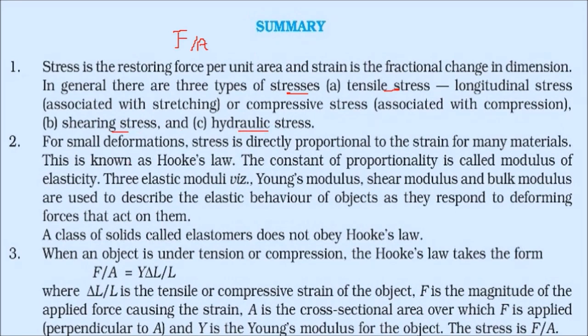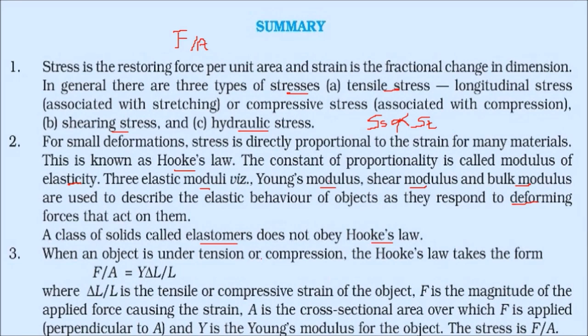For very small deformations, the stress is directly proportional to the strain of many materials. This is known as Hooke's law. The constant of proportionality is the modulus of elasticity. So we have three elastic moduli: Young modulus, shear modulus, and bulk modulus. They describe the elastic behavior of objects as they respond to the deformation forces acting on them. The solids which belong to a class called elastomers do not obey Hooke's law.